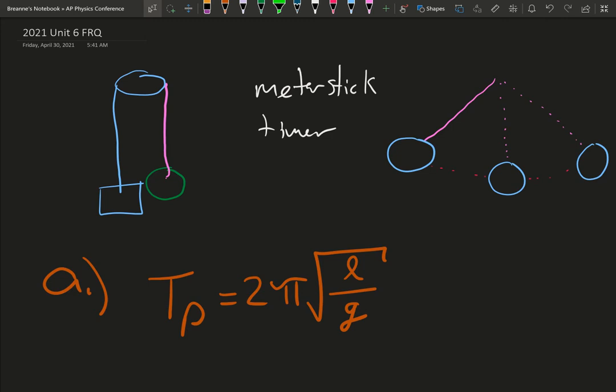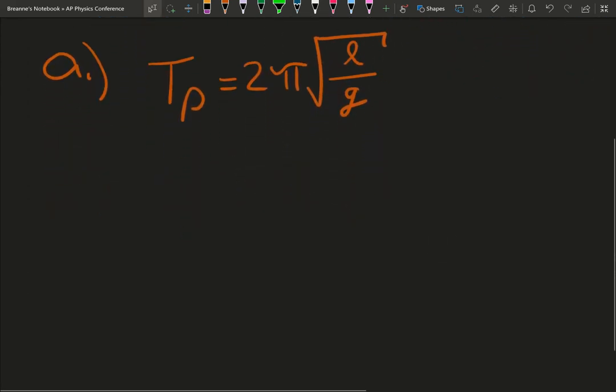Measure the length of the string with the meter stick. So that would give us one of the quantities here, and filling out our little chart up here. So the quantity being measured would be the length of the pendulum. The symbol of that would be the little L, and you need a meter stick to do that.